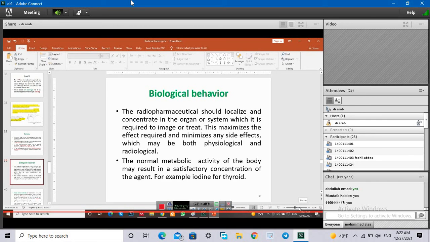Again, I say when we want to choose an appropriate radionuclide, the first property that we should consider is which organ or system we want to image or treat. So we should consider that the desired radionuclide should concentrate in the target and have minimum side effect on the other organs. For example, as I say, for thyroid we should use iodine, because iodine is completely concentrated in the thyroid.